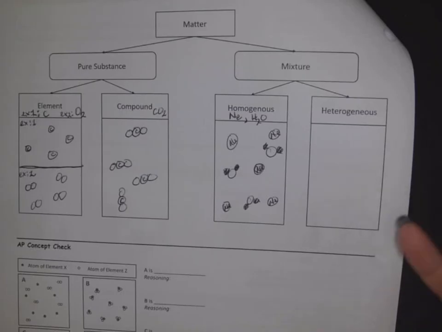And they have even distribution throughout. They're not gathered in one spot. Then that would be a homogeneous mixture. Now, if I zoom out of this, I'm not going to be able to see the difference here.